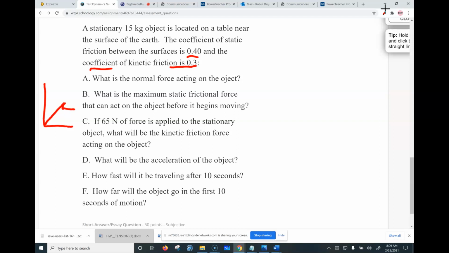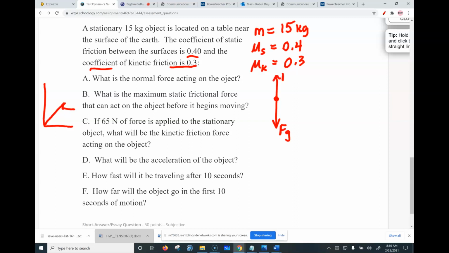All right, so here's what a full solution would look like. I would automatically say, here's the mass, 15 kilograms. Let's just write it there. I'll keep this all straight. My static friction coefficient is 0.4. My kinetic friction coefficient is 0.3. Automatically, I should want to make a free body diagram. I know that my normal force and my gravitational force are going to be the same. They want to know the normal force of that object.